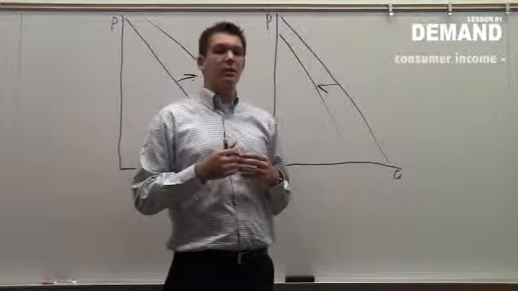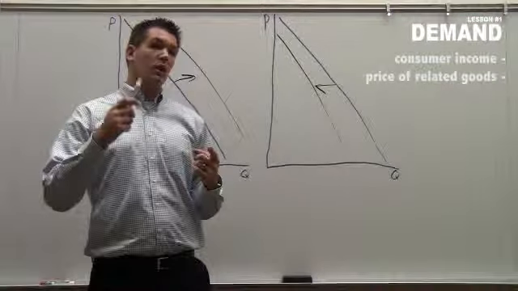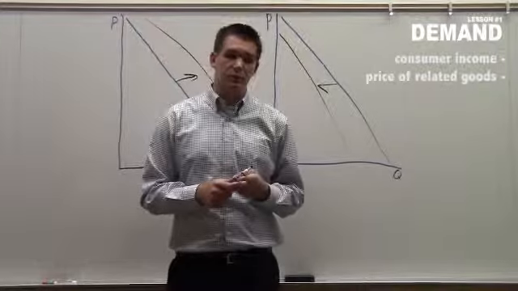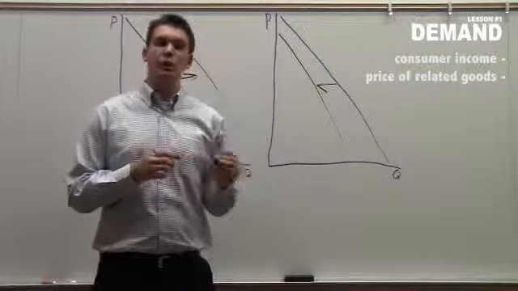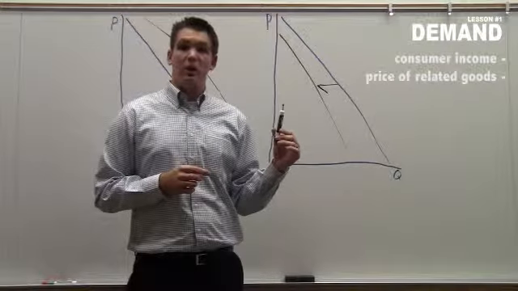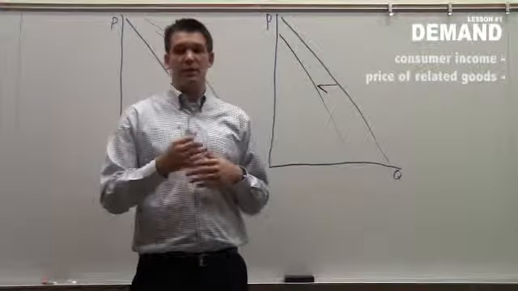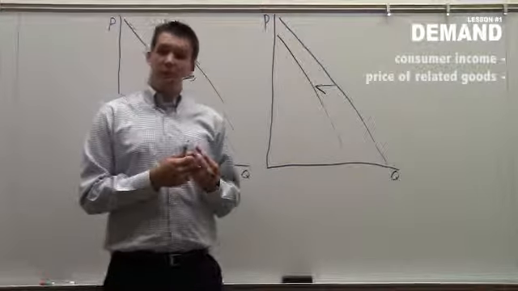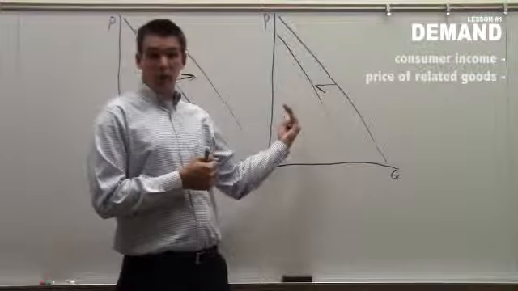The next thing is the price of related goods. So there's 2 types of related goods. We have complements and substitutes. So if the price of one good goes up, the demand for its complements will fall, right? So the example here is like peanut butter and jelly. If peanut butter becomes more expensive, the demand for jelly will fall.